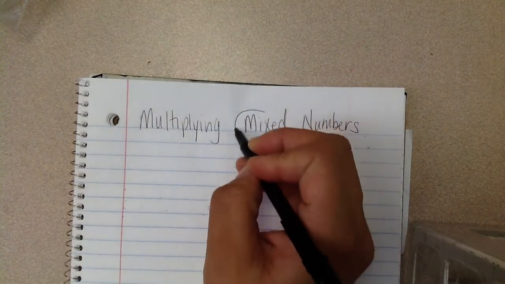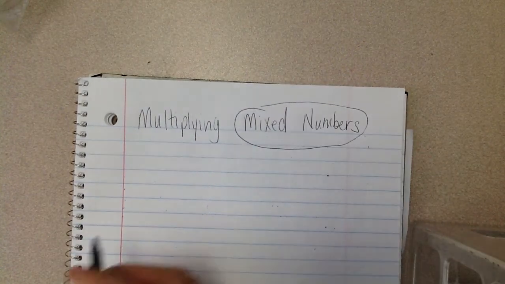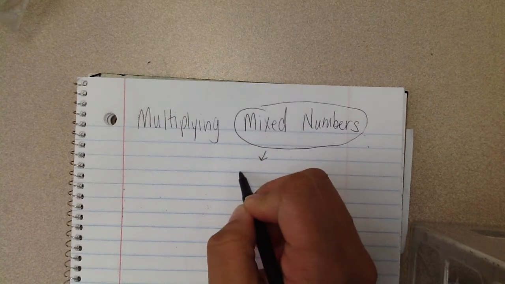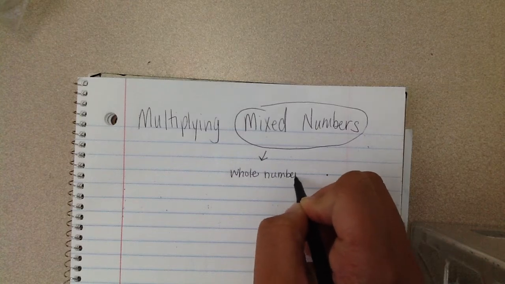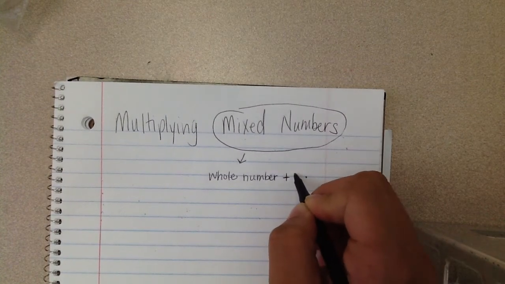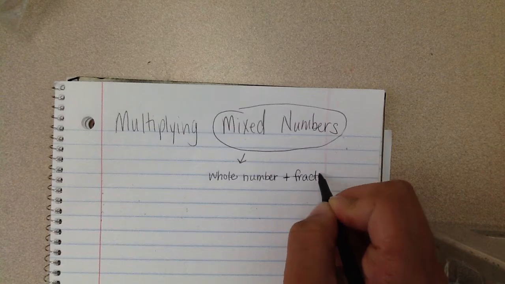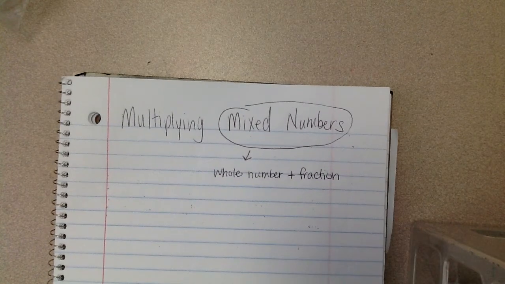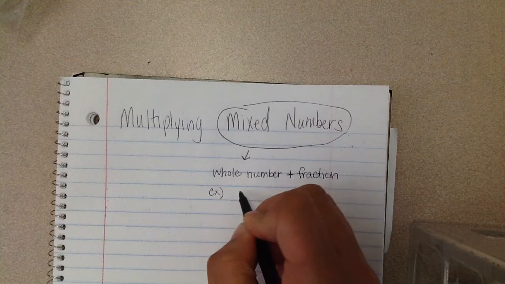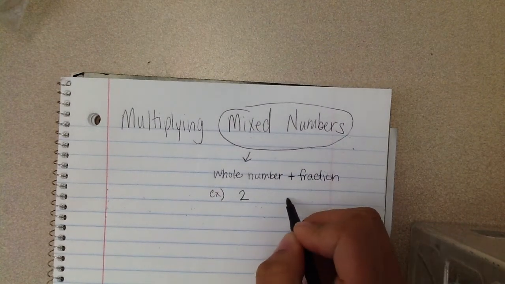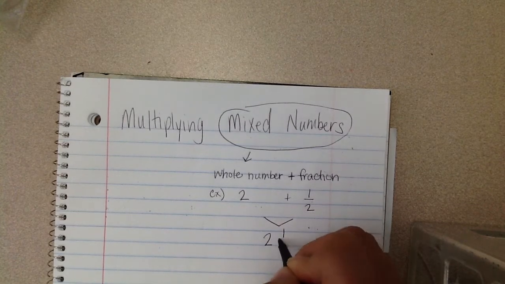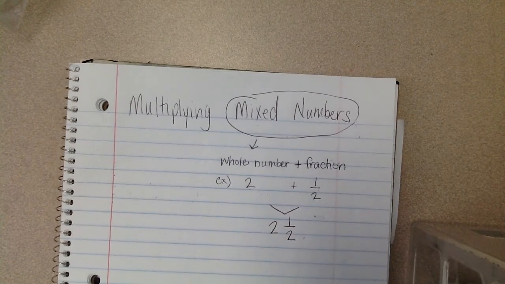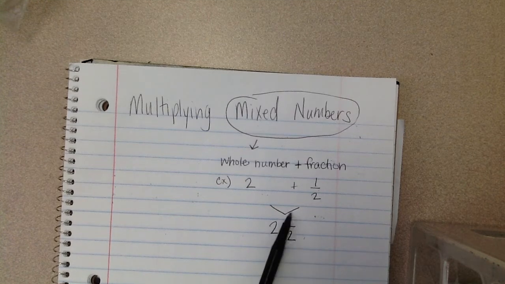First of all, let's review what a mixed number is. A mixed number has a whole number plus a fraction. For instance, an example of that would be 2 as my whole number plus 1/2, and that would create the mixed number 2 and 1/2. So that's a mixed number. We're going to be multiplying two of these kind of numbers together.